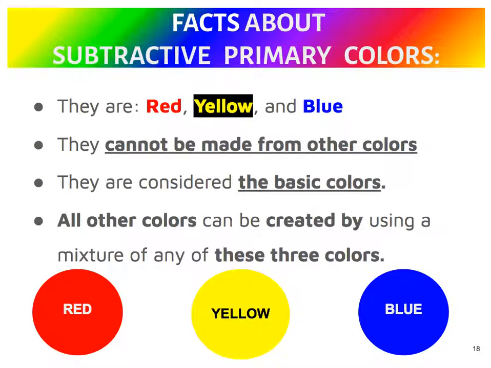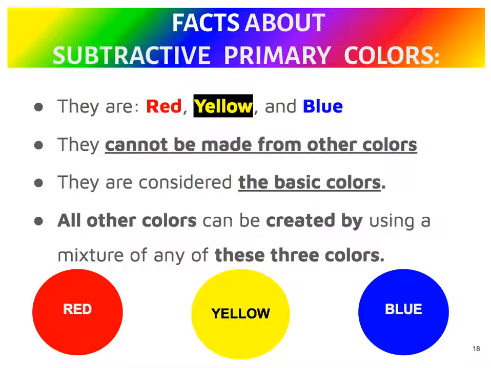Now, these are some very important facts you might want to write down in your notebook about subtractive primary colors. They are red, yellow, and blue. They cannot be made from other colors. They are considered the basic colors. And all other colors can be created by using a mixture of any of these three colors. So again, the subtractive primary colors, which are the ones that you learned during your art class, are red, yellow, and blue.